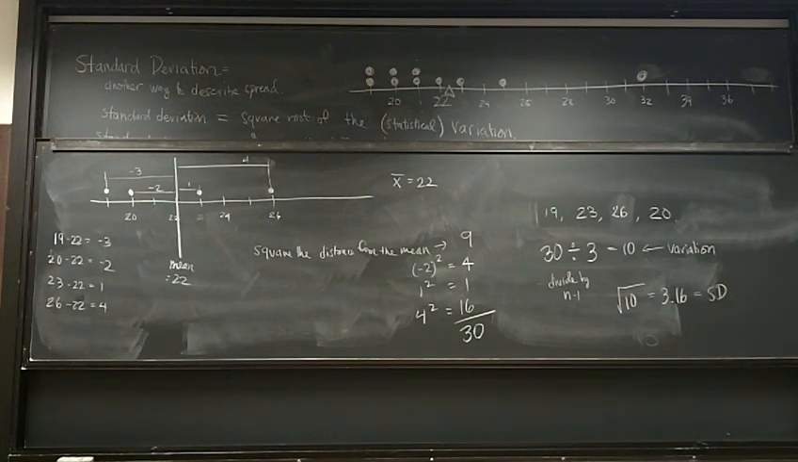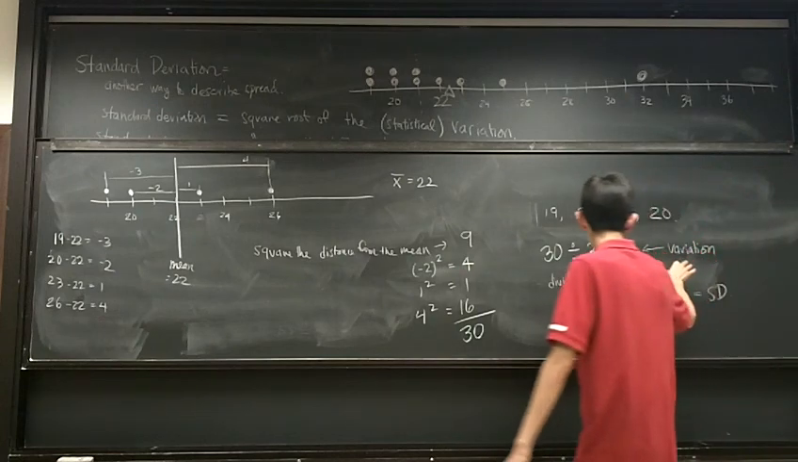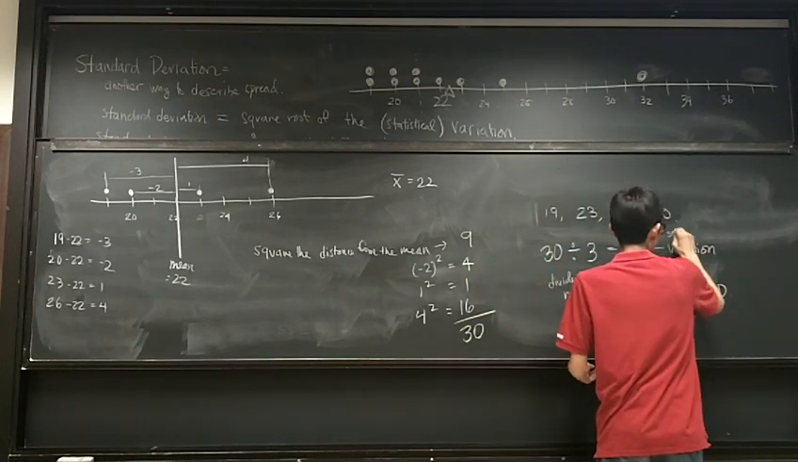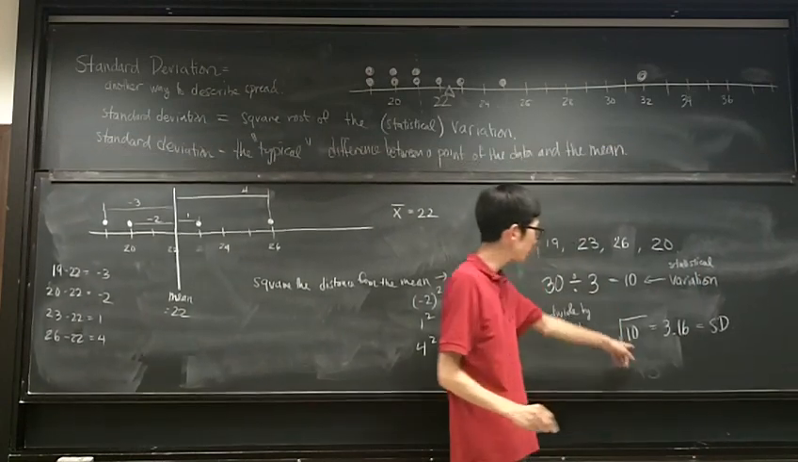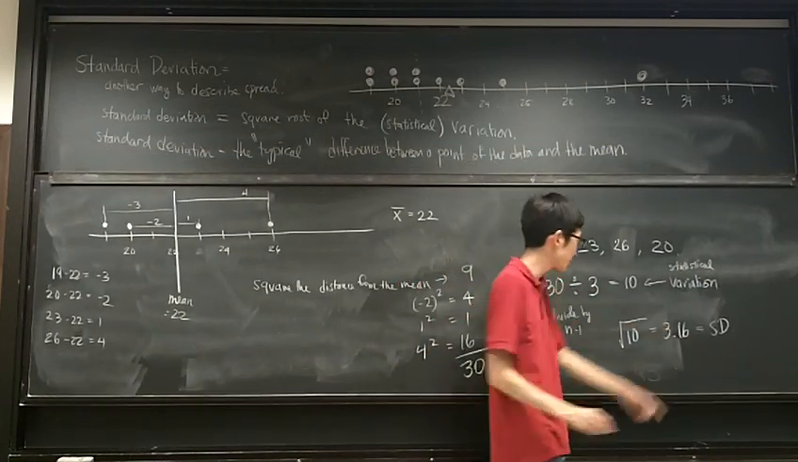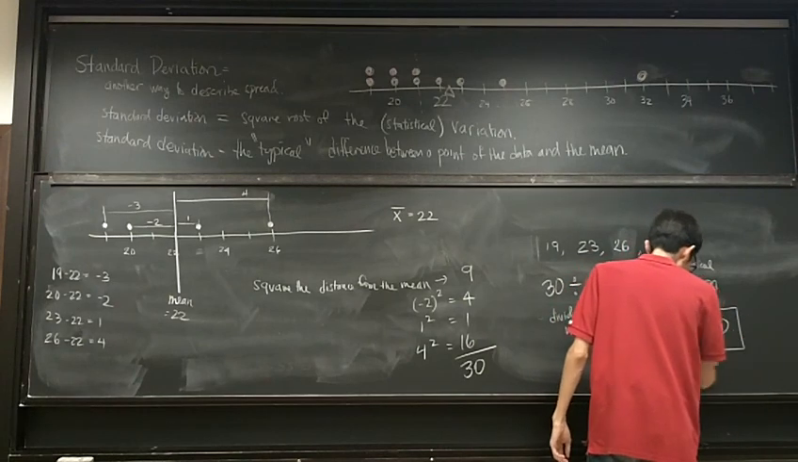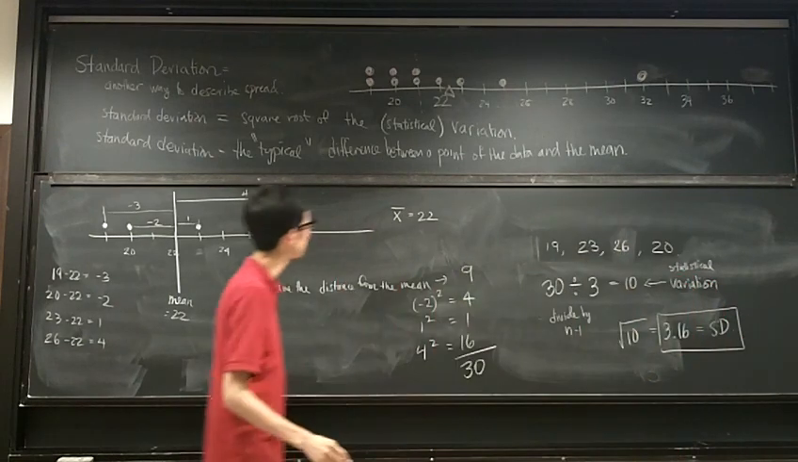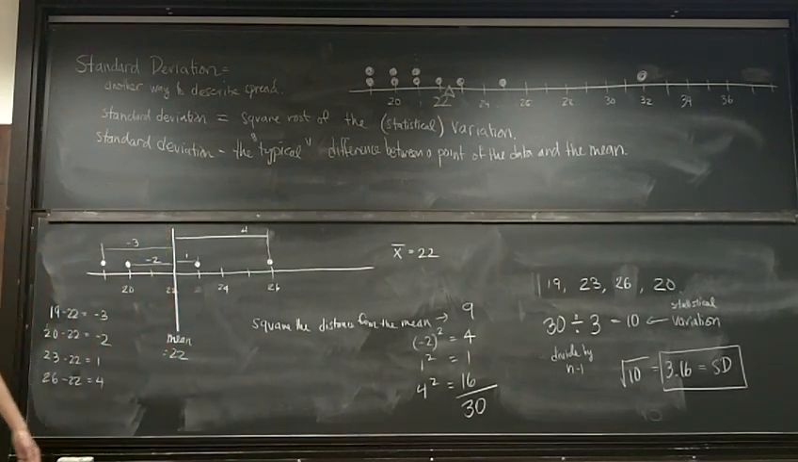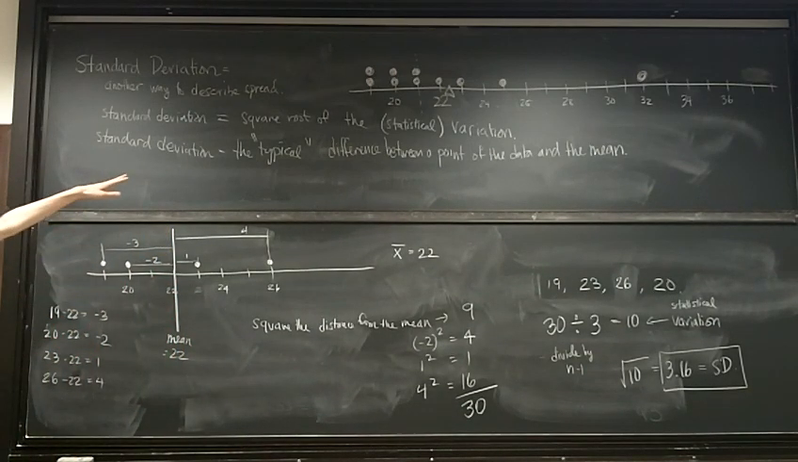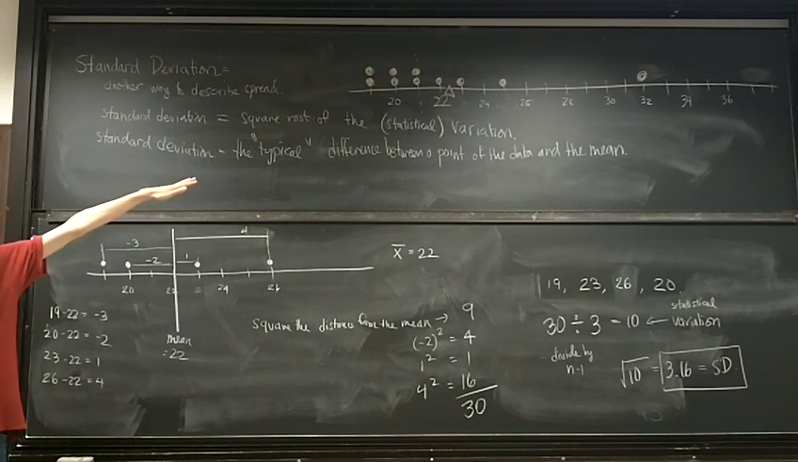So 10 was the variation. This is the statistical variation. And then the square root of this variation is 3.16. This is my standard deviation. It's the square root of the statistical variation.